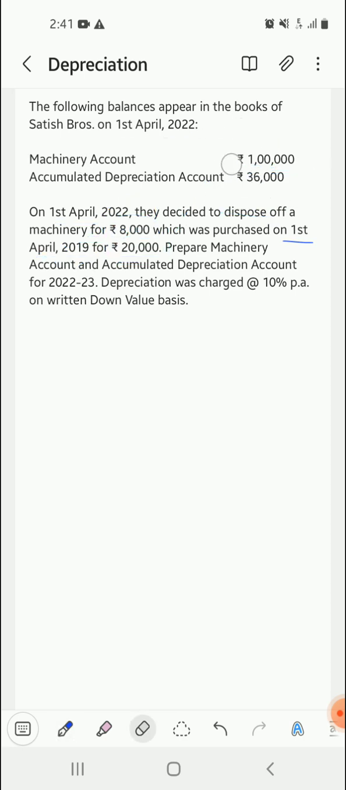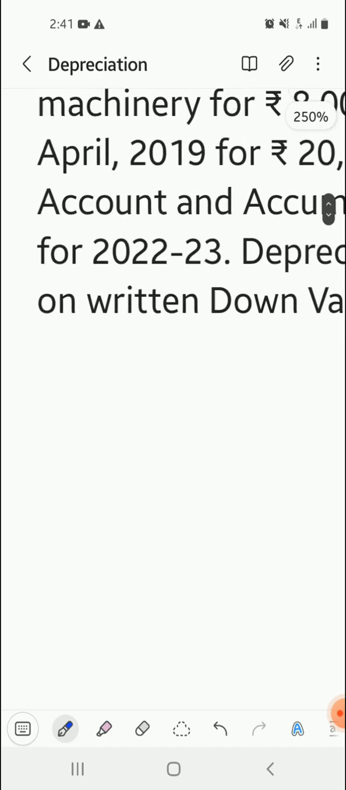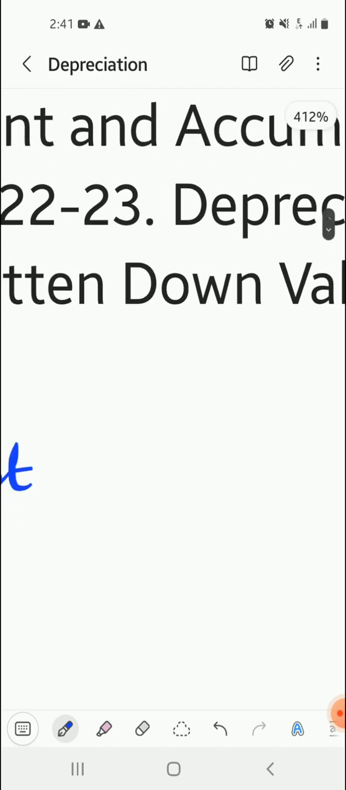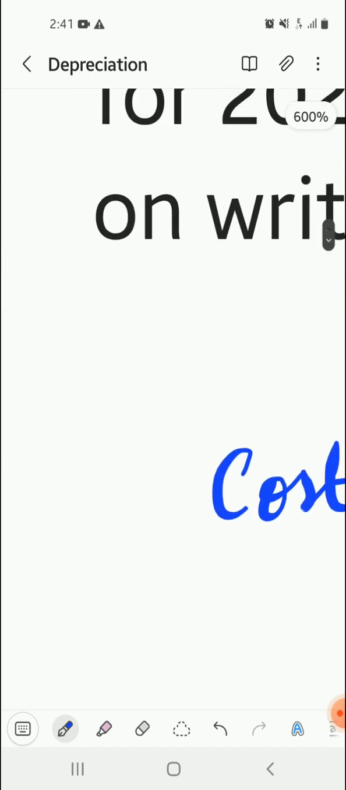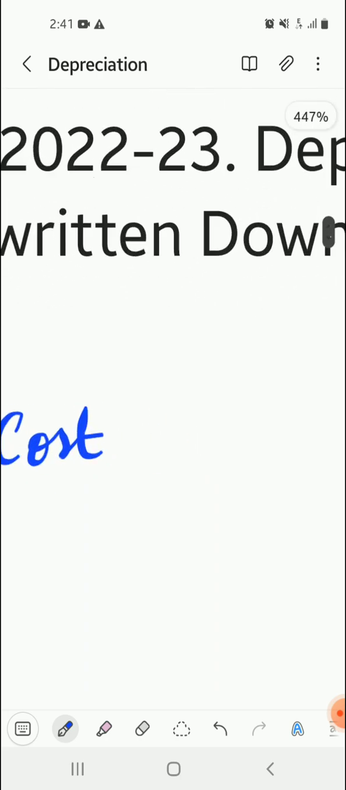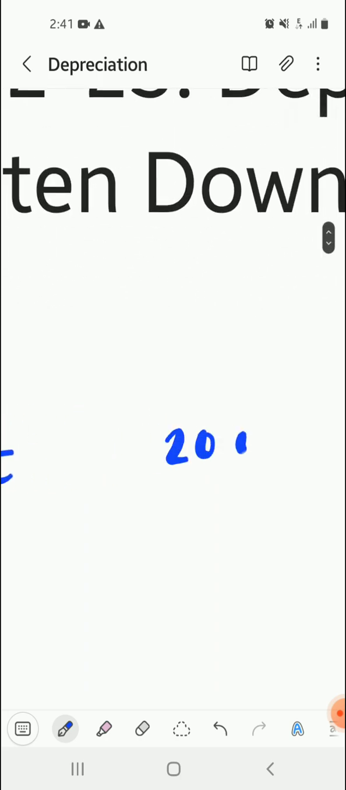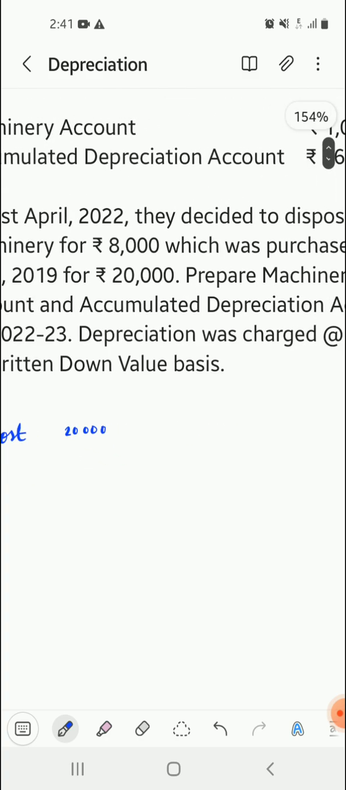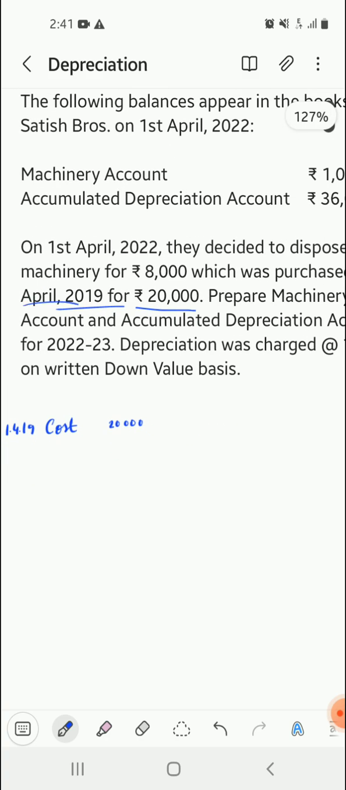So let's calculate it. First, we will calculate the simple depreciation for the machinery that we are selling. So first we start off with the cost. The machine that we are concerned with, its cost on 1st April 2019 was 20,000, as given in the question here.